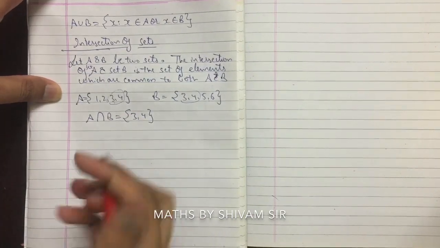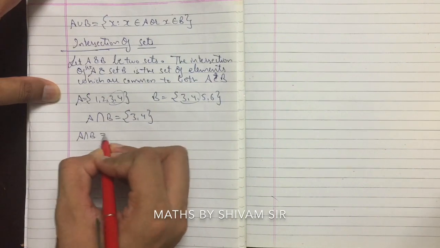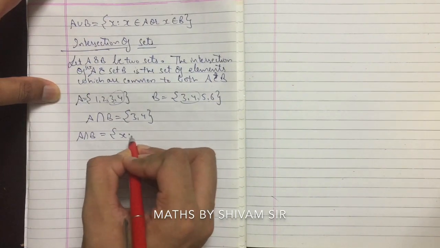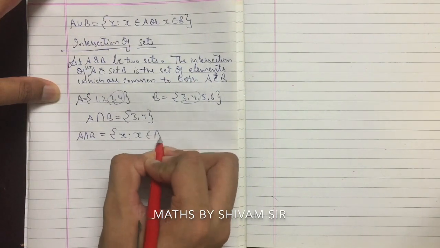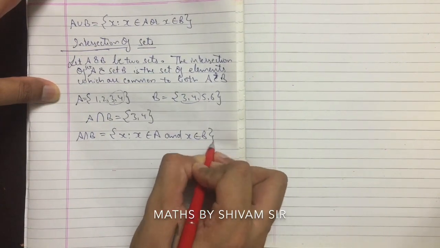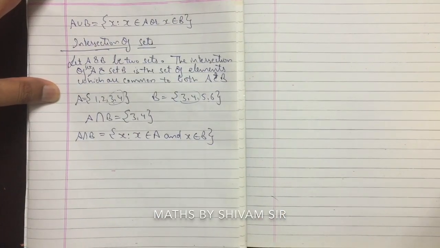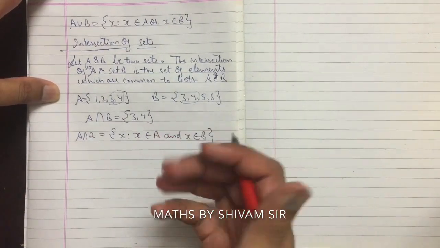So the mathematical definition of A intersection B will be the set of elements where x belongs to A and x belongs to B. x should belong to both the sets A and B. So this is intersection of two sets.